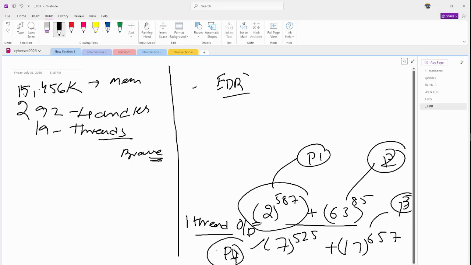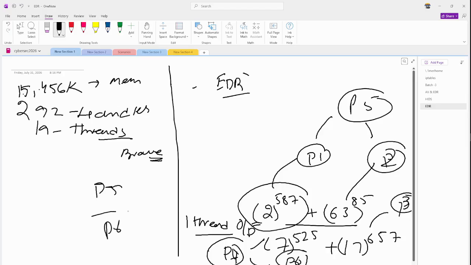Then these two will come, process 1 and process 2. This will be process 5. Then this will be process 6. Then this output, process 5 and process 6, gives process 7. So all these activities are called threads here.